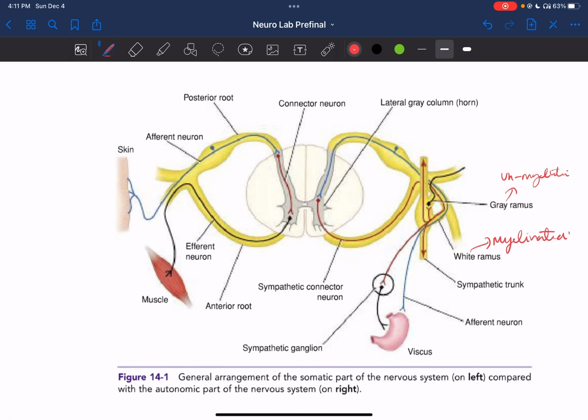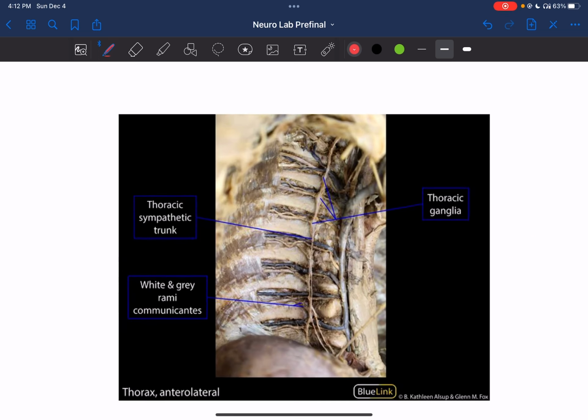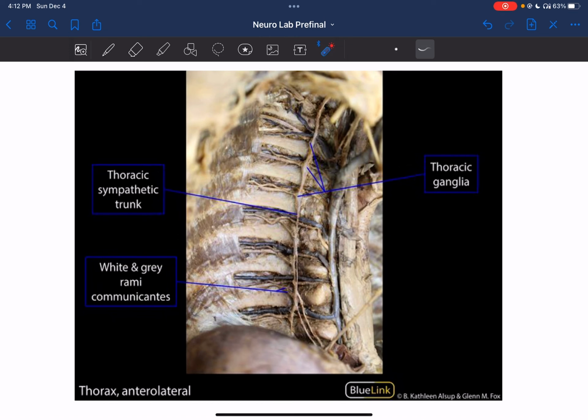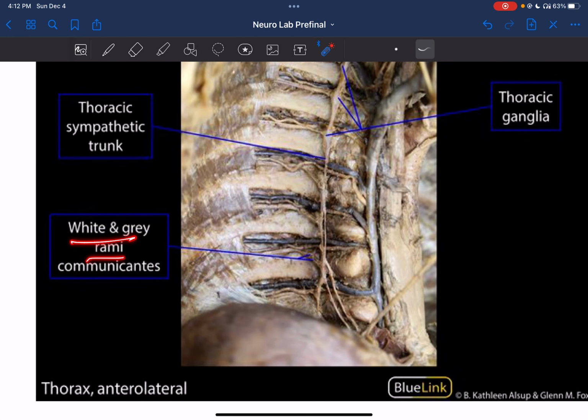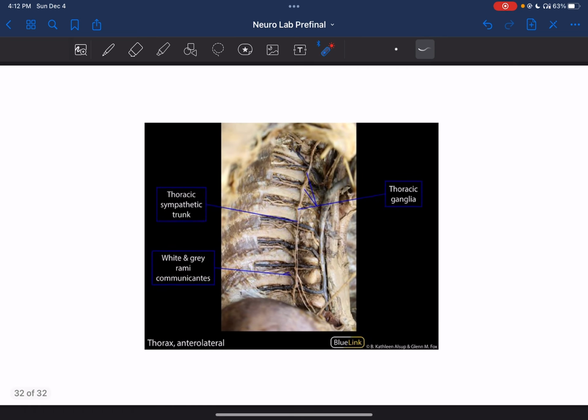Now, in a cadaver, you can see the ganglia located parallel to the vertebral column, which is seen over here. So those are called paravertebral ganglia. And this is at the thoracic level. So these are thoracic ganglia. Okay, and the entire thing is called the sympathetic trunk. Okay, now this white and gray rami communicantes can be seen here. Fine. So that was all about the neuroanatomy lab part.